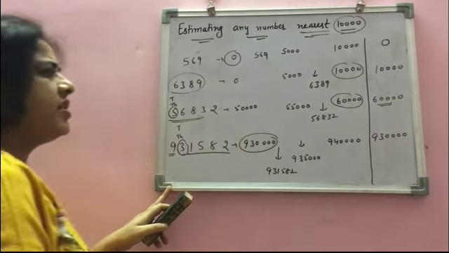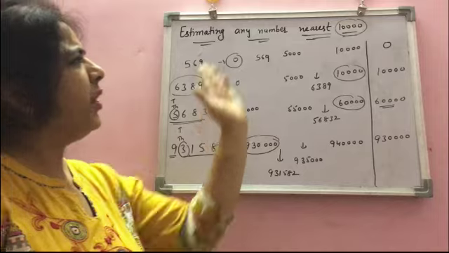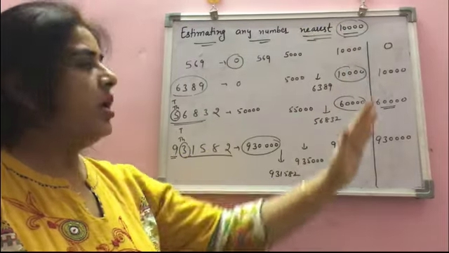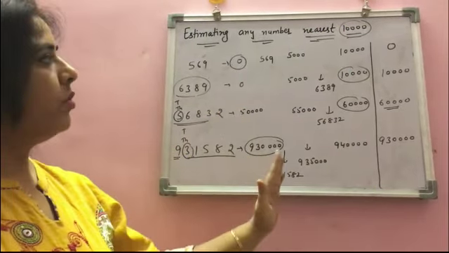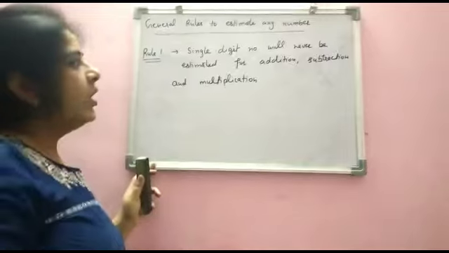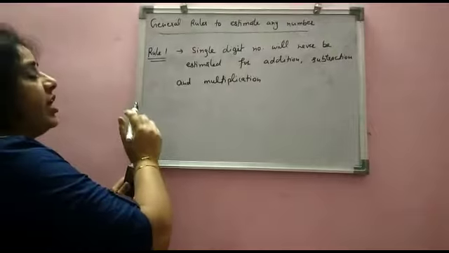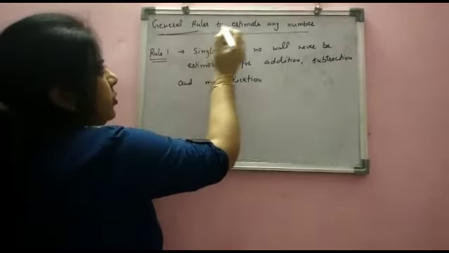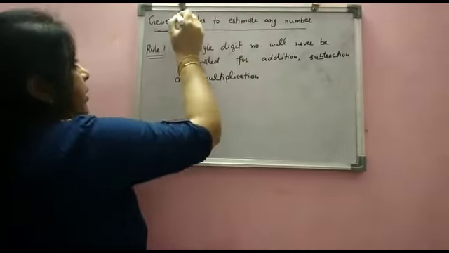So if a number is estimated to any place, tens, 100, if it's less than halfway, go with this one. If more than halfway, it will go to the next. Now students, here we are discussing the general rules to estimate any number.